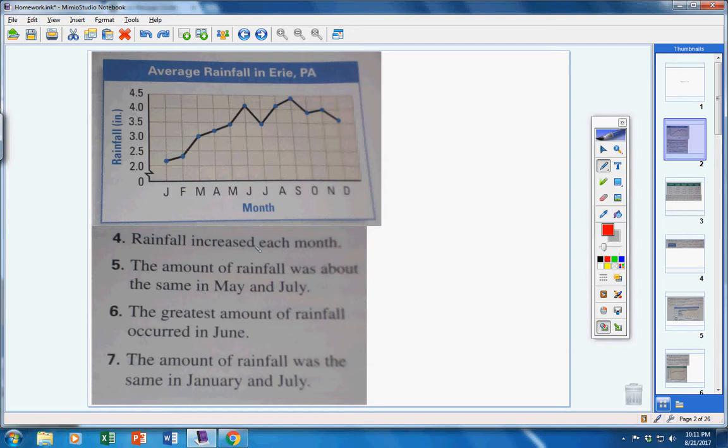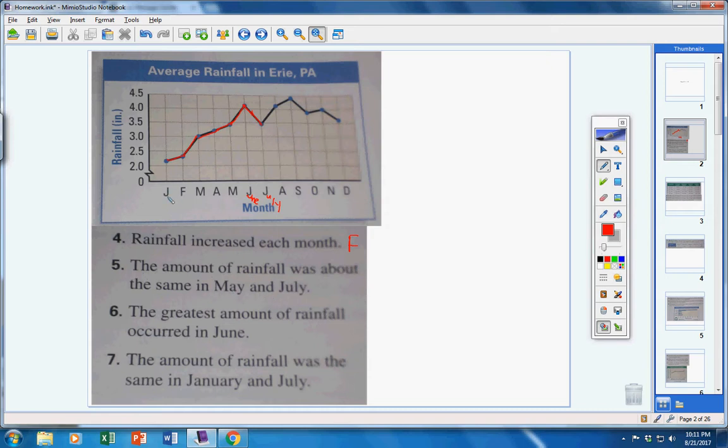Rainfall increased each month. Well, let's see if that's true. It increased here, it increased here, here, here, here. This is June. This is July. From June to July, it decreased. So this is a false statement. The statement once again was rainfall increased each month. That's false.